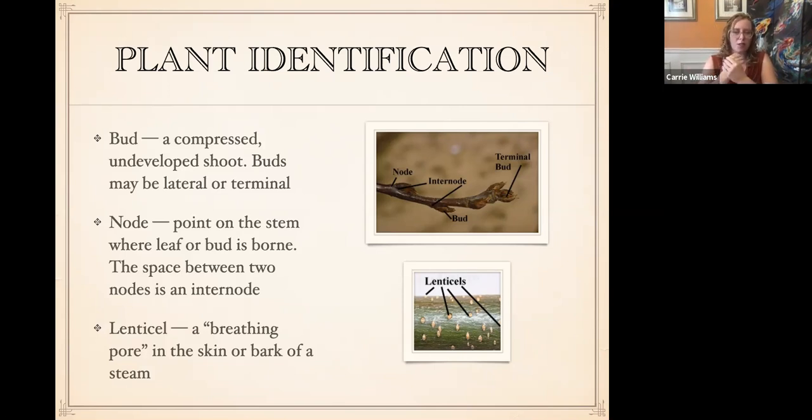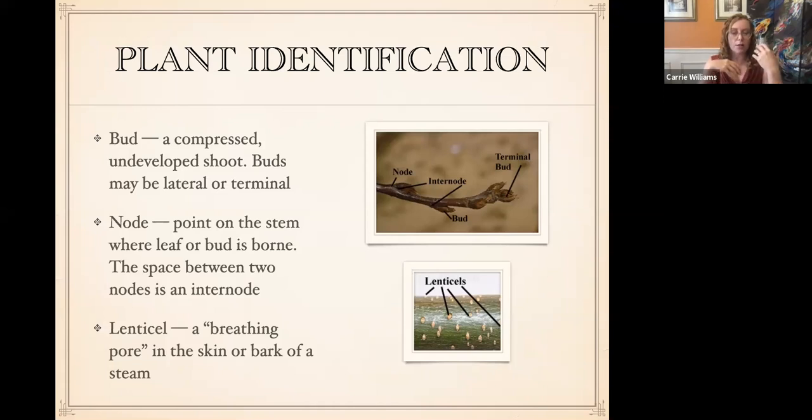Also, sometimes with some plants, I will identify it or start to narrow it down by looking for lenticels. And what that is, it's kind of like a little mark. It almost looks like some people might even mistake it as damage. It's a little mark, or it's a breathing pore in the skin or bark of a stem. It says stem, I keep needing to fix that. It's supposed to be stem.